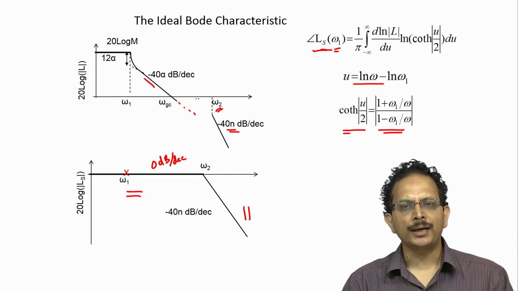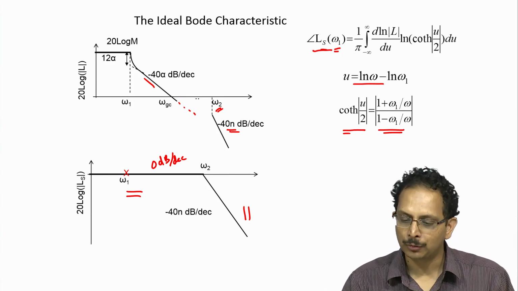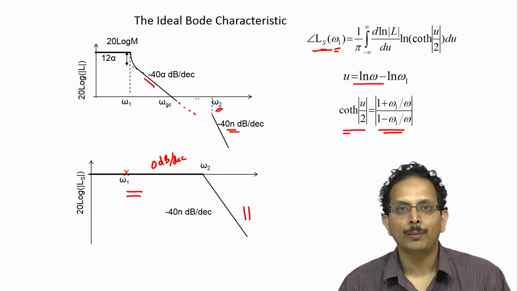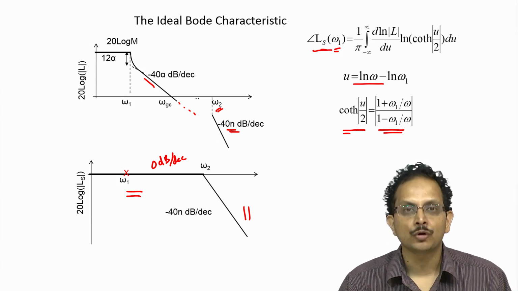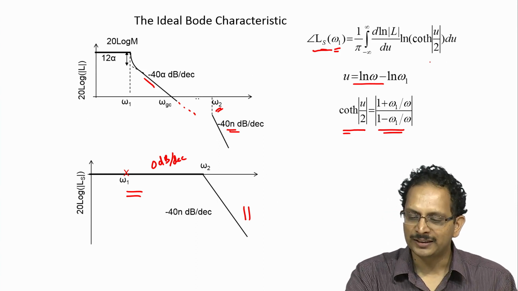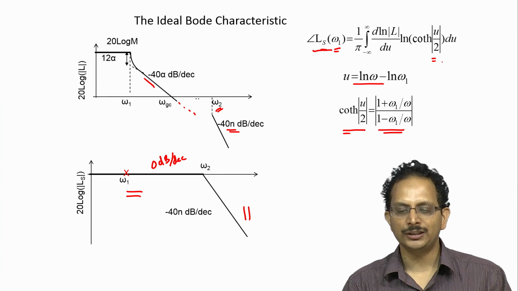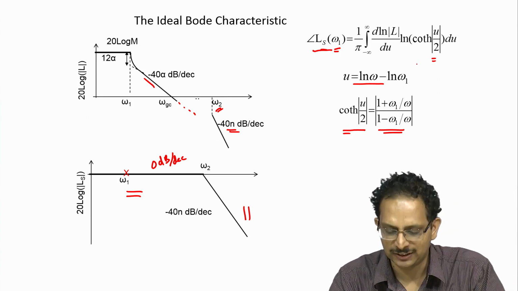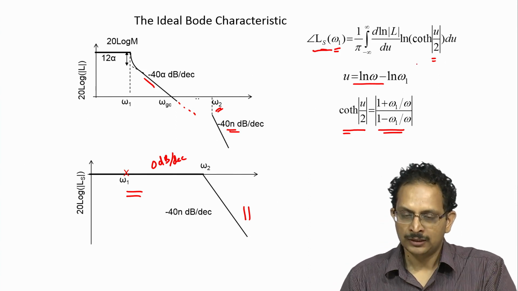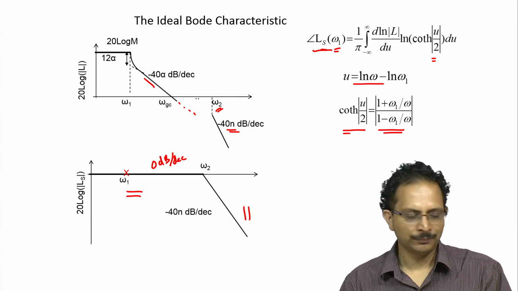coth of magnitude of u by 2 is simply equal to magnitude of (1 plus omega 1 by omega) by (1 minus omega 1 by omega), where omega is the variable of integration in this integral on the right hand side. So, this is the first realization.